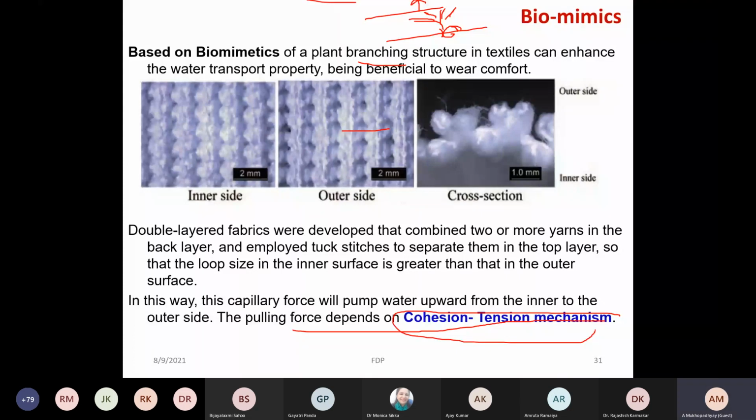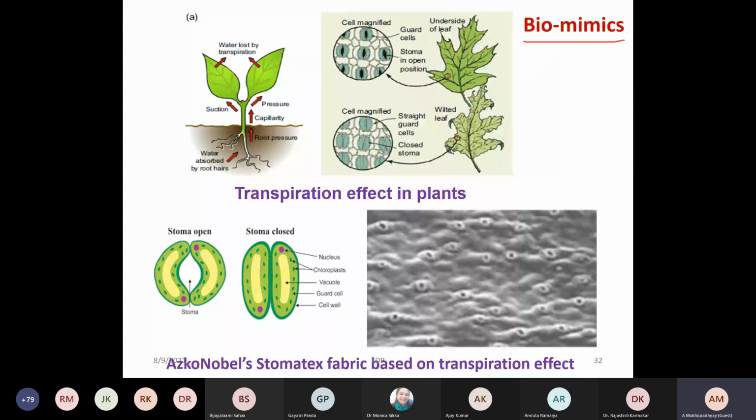Another development is based on biomimics. This is the transpiration effect in plants, like stomata open, stomata closed. If there is vapor, then obviously stomata open. Okay. Stomata can also be closed if the tree wants to retain the water. If the plant wants to lose the water, for example in a season where the water can pass through the stomata, the stomata get opened.